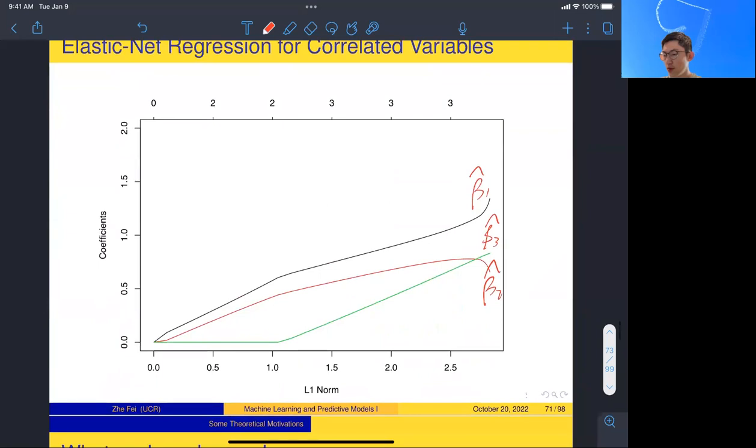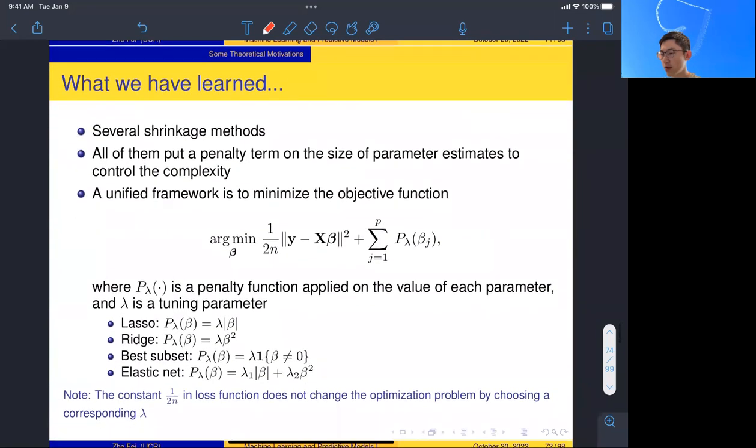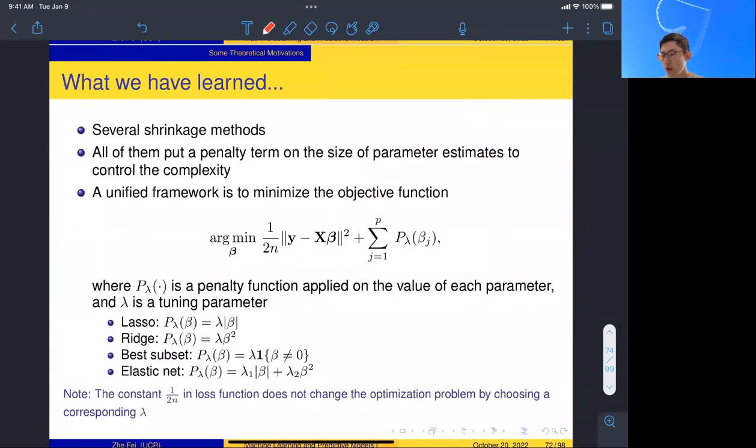Then you should have a better solution. So we have seen some of the shrinkage methods, specifically lasso and ridge as examples.